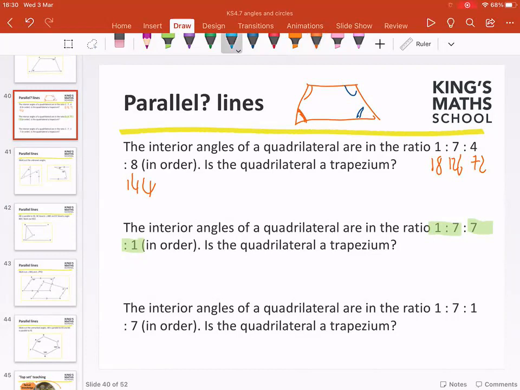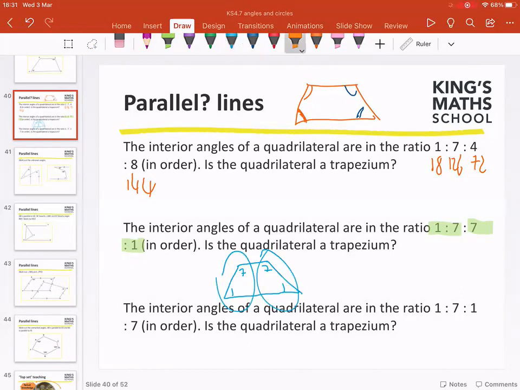So what have I got? Well, actually, the reason why I'm flustered is because I didn't actually bother working it out, because I know it's going to make a trapezium, because that's my 1, that's my 7, that's my 7, and that's my 1. And now I have got symmetrical co-interior pairs. Yes, because all four of them add up to 360. 1 and 7, i.e. 8 parts, and 1 and 7, 8 parts, must make 180. So I have got my co-interior pairs adding up to 180. So the lines are parallel, so it is a trapezium.